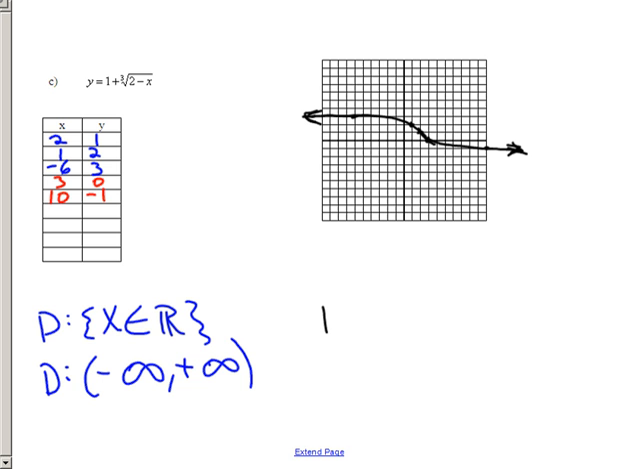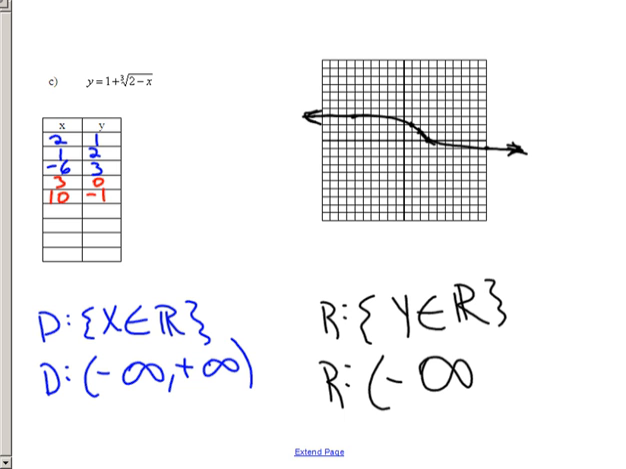The range is also all real numbers. So y is an element of all real numbers. In interval notation, negative infinity to positive infinity. There are no asymptotes here. A cubic function, in this case, does not have any asymptote. Most of your asymptotes are going to occur with rational functions and logarithmic functions. When we get to that, we'll be coming up in another section in chapter 1.